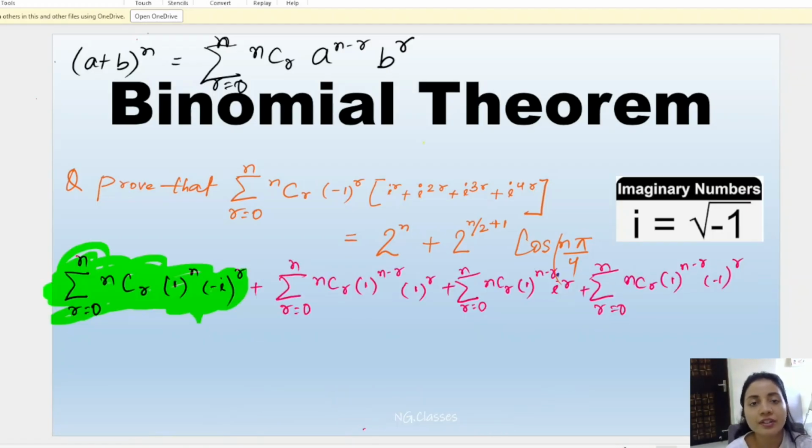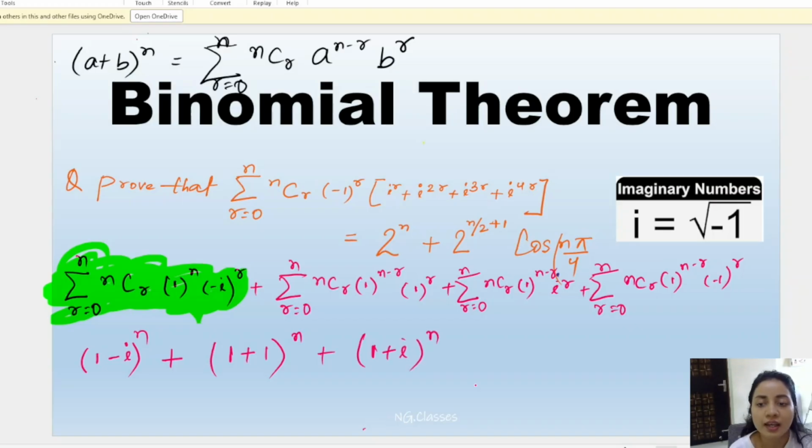Let's simplify it further. Now let's use the binomial formula, and the first term can be written, by using the formula, as (1 - i)^n. Making sense? Similarly, the next term, here a is also 1 and b is also 1, so we can write it as (1 + 1)^n. Okay, the next part, here a is 1 but b is just i, so it can be written as (1 + i)^n. And the last term, a is 1 and b is -1, so that can be written as (1 - 1)^n.